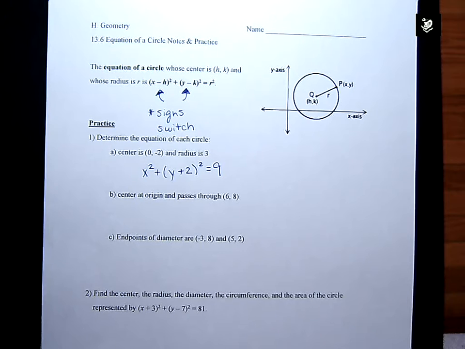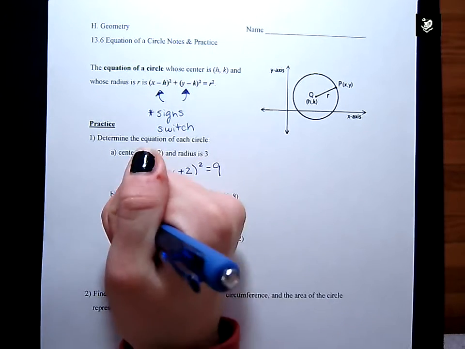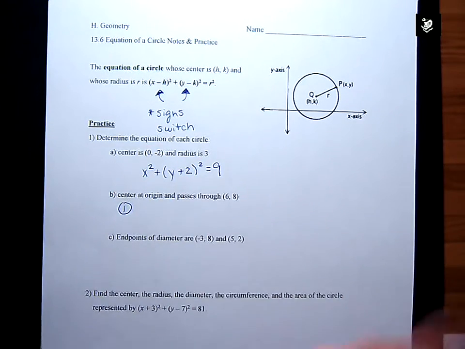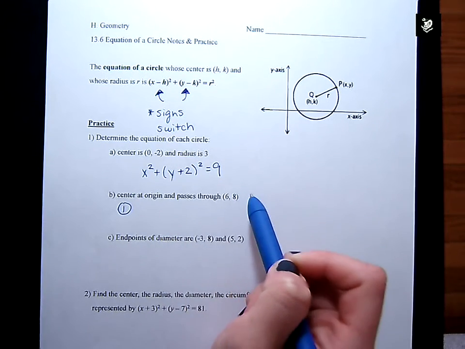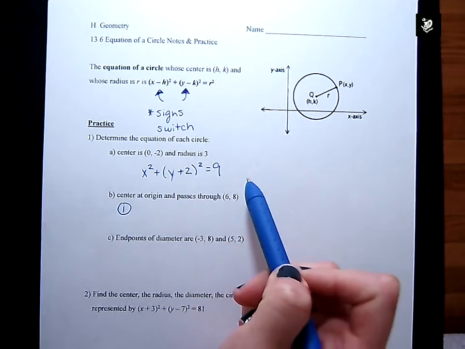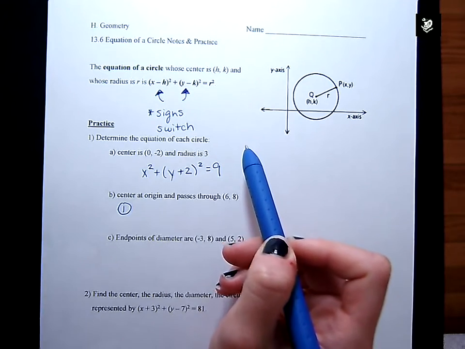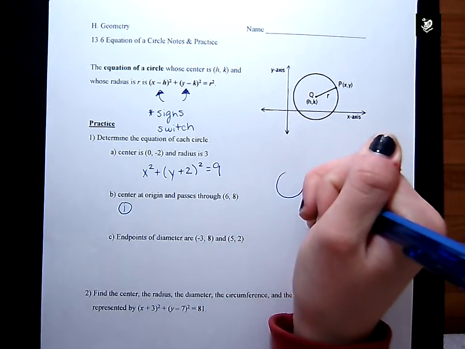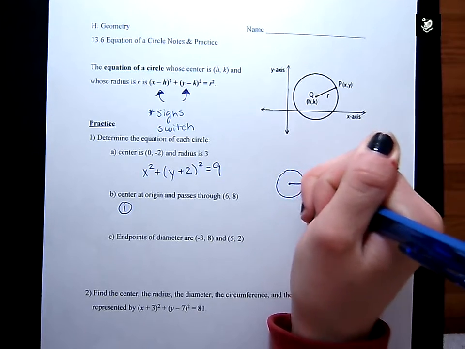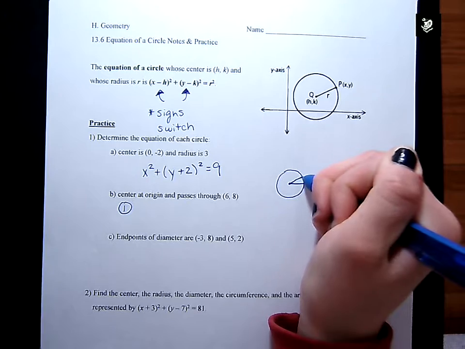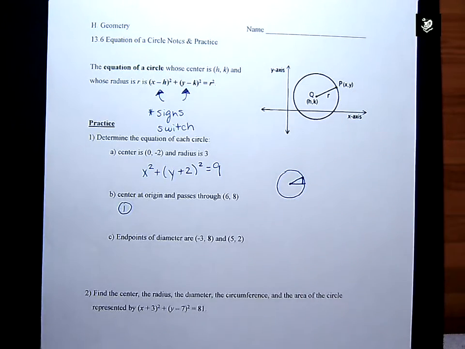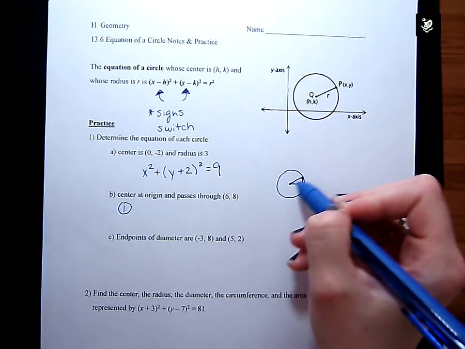This time the center is the origin, and it passes through 6, 8. So the first thing you have to do here is you actually have to find the radius because it's not given to you. So if we're at the origin and we're passing through 6, 8, that means I would have to go to the right 6 and up 8. So let me draw a visual for you here. Whatever the hypotenuse is, there we go. Whatever the hypotenuse is going to be the length of the radius.